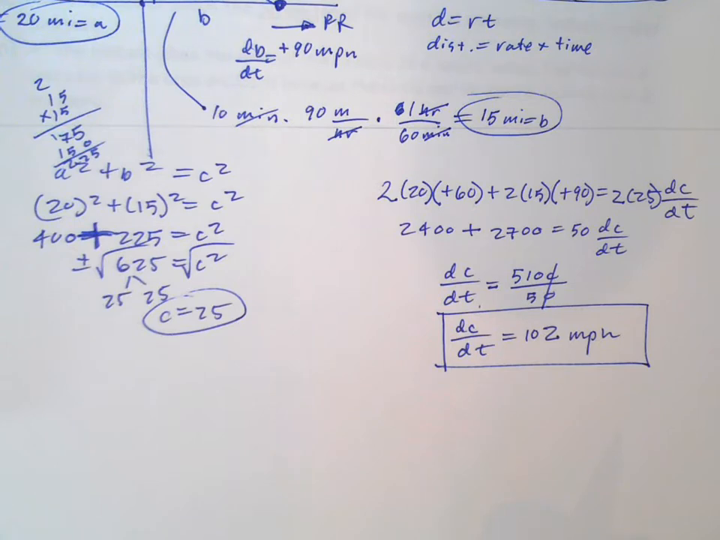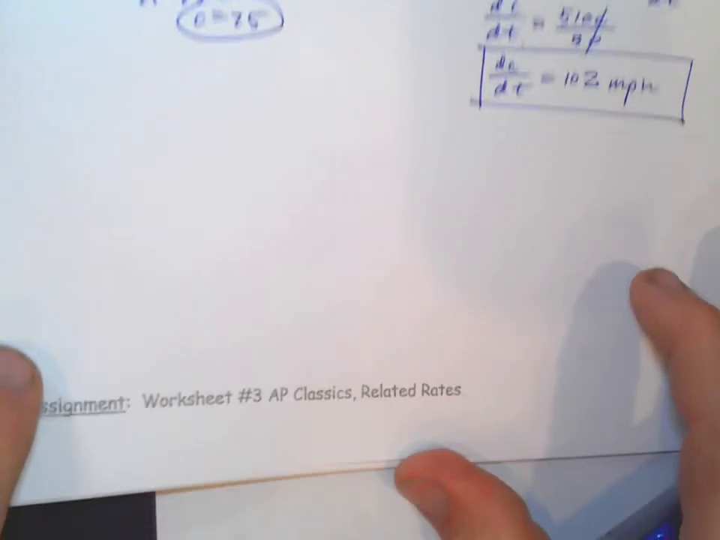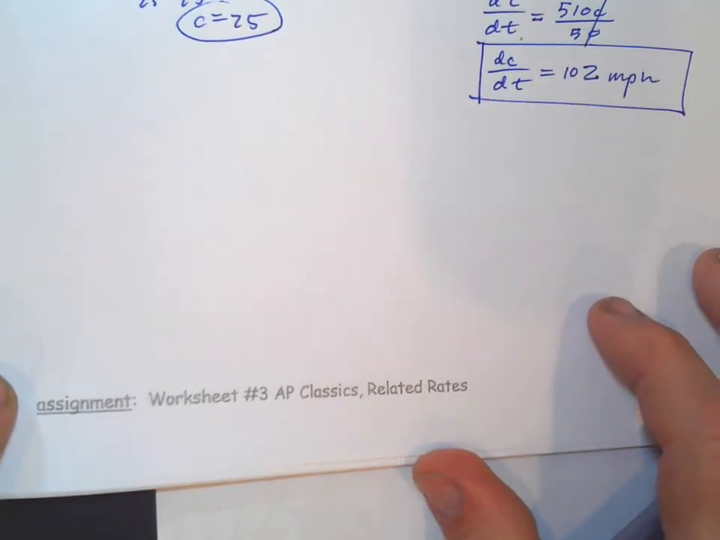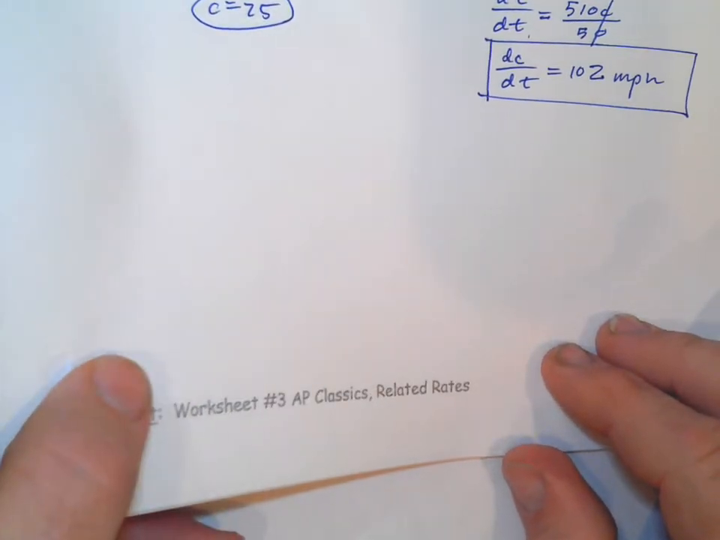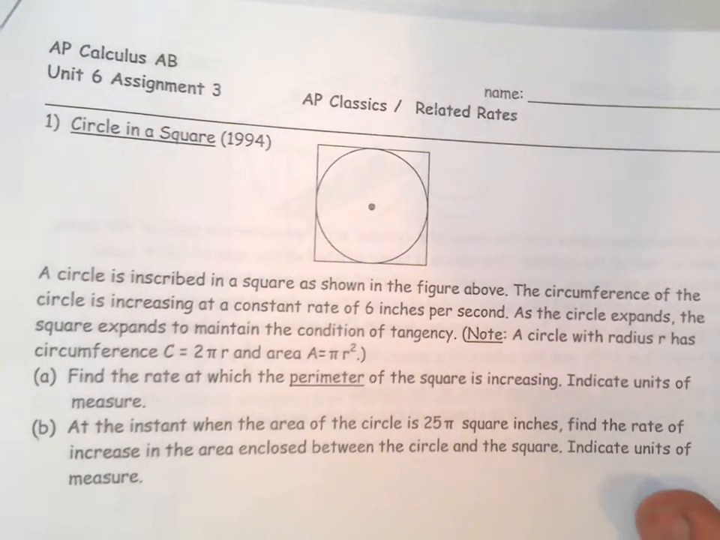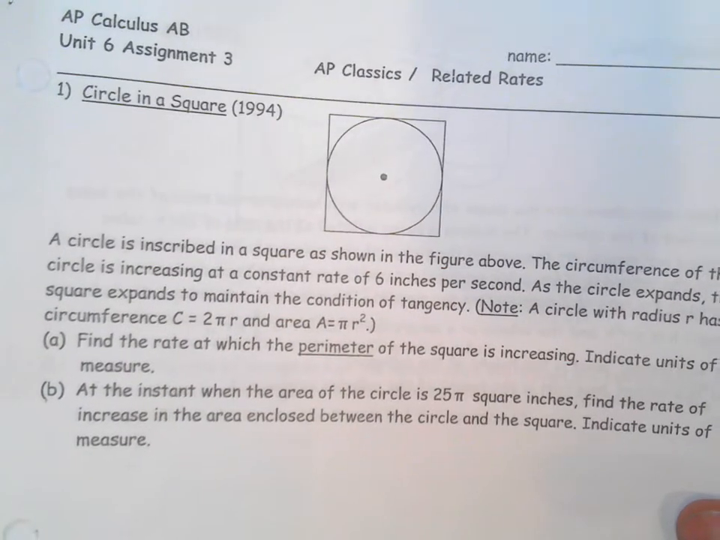Now, on tonight's homework, that's it for today. Tonight's homework is this worksheet number 3, AP Classics Related Rates. It's 4 problems, but they're definitely challenging. So I was going to try and give you guys a little bit of a heads up with some tips and stuff. Now, the first one's pretty simple.